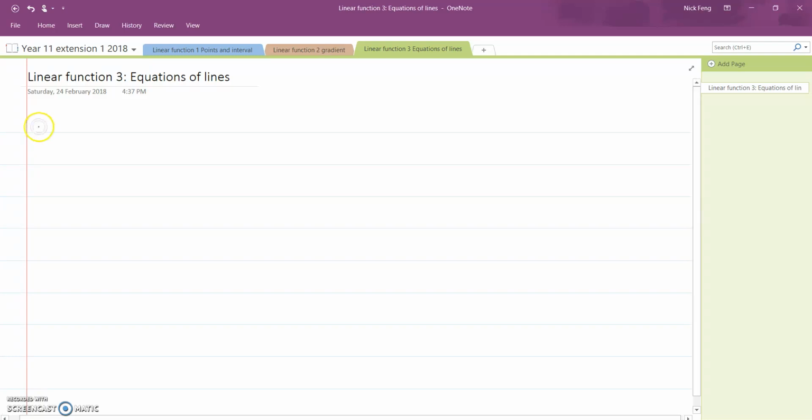So first of all, let's do some revision. Last lesson we talked about gradient. So, revising gradient first.